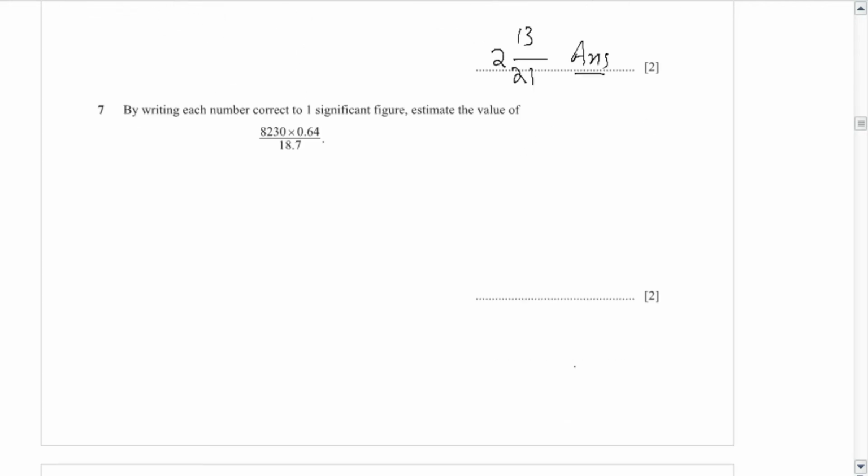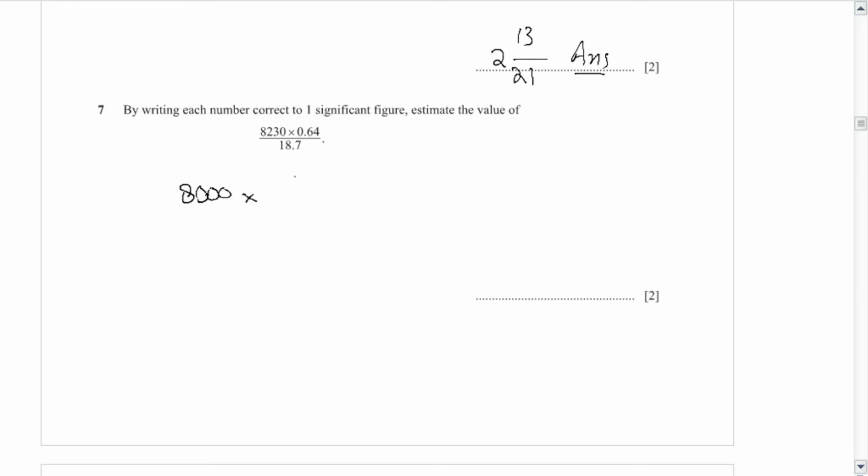By writing each number correct to one significant figure, estimate the value of 8230. Okay, now we have to round off these numbers to one significant figure. In 8230, 0 will be deleted from the right side and there will be no addition to the coming digit. 3 will also be deleted, 2 will also be deleted, and this will become 8000, because there is only one significant figure in 8000. These three zeros are not counted as significant figures, okay?